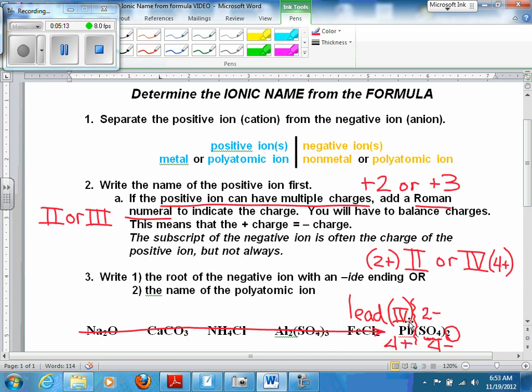Okay? In this instance, the crisscross thing really didn't work. You'll find that the crisscross thing doesn't work if you have a 2 and a 2 charge or a 2 and a 4 charge. Really, if they're multiples of each other, that crisscross thing doesn't work. Then we're going to write the name of the polyatomic ion. What you have left is SO4, which is sulfate.